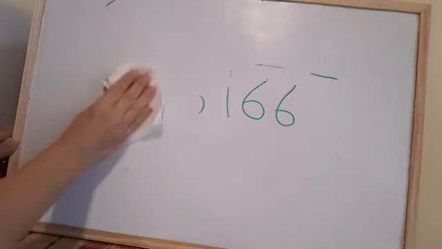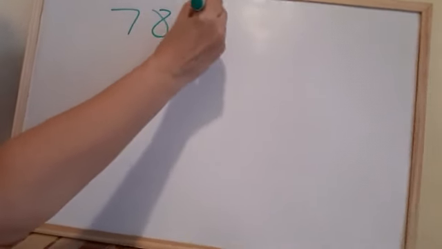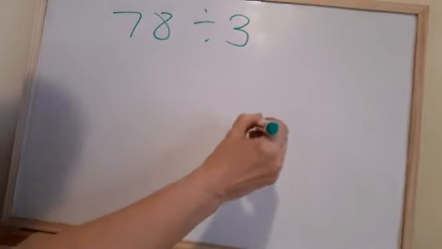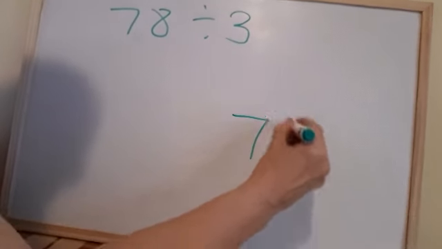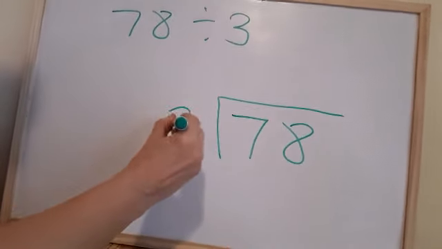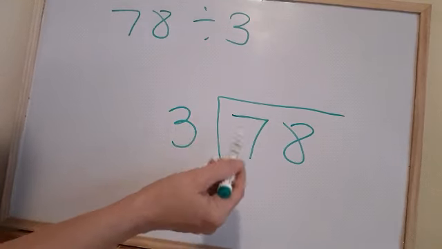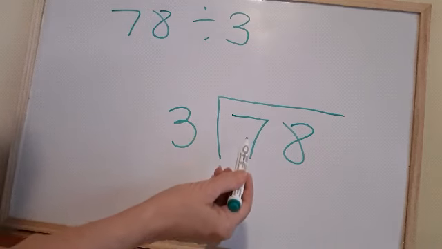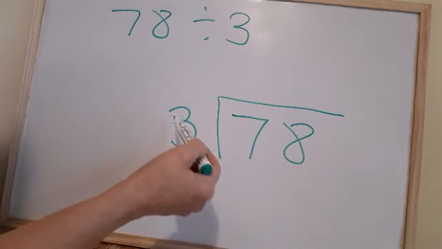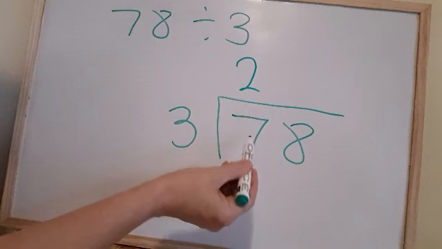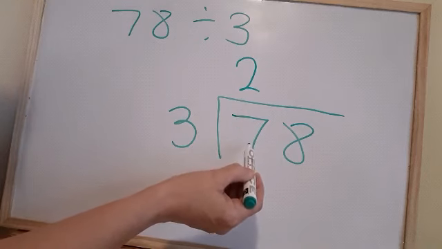Now let's have a look at something using the same method, but this time we need to carry over. So if we had 78 divided by 3, it's not such an easy number. But let's carry on in the same way using our bus stop method. 78 divided by 3. Again, we see how many 3's can fit into 7. Well, 3 and 3 make 6, and we can't get another 3 into 7. So we can only get 2 into 7, and there's 1 left over. This number's 78, so it's a 10 left over.